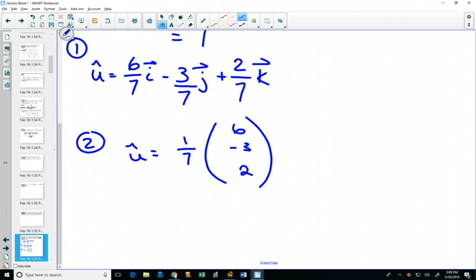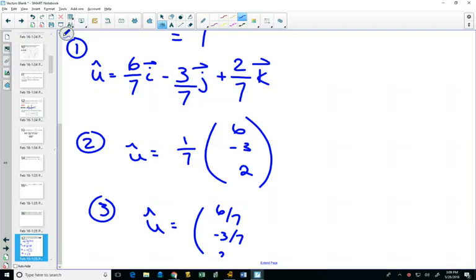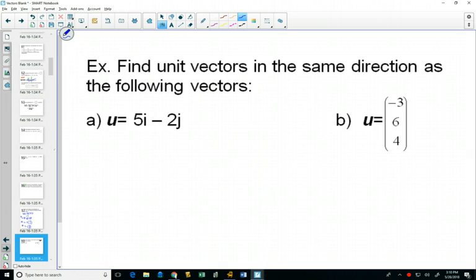Oh, that would be a third way, if you wanted to. You don't have to put it in. In fact, I like keeping that fraction out in front because any kind of math you need to do with your vector, you can do that and then deal with your fraction at the end. All right, so find your unit vectors for each of these.